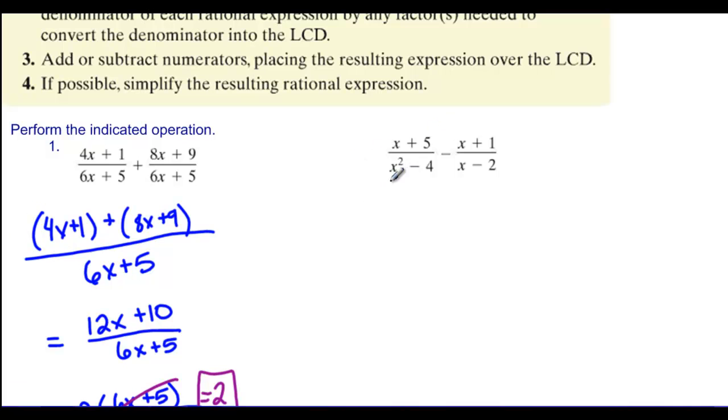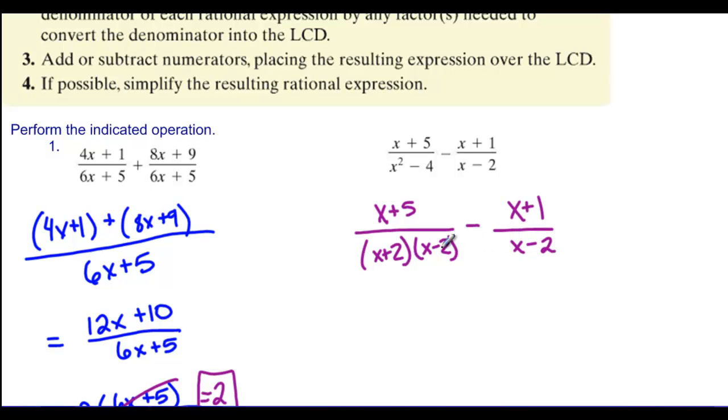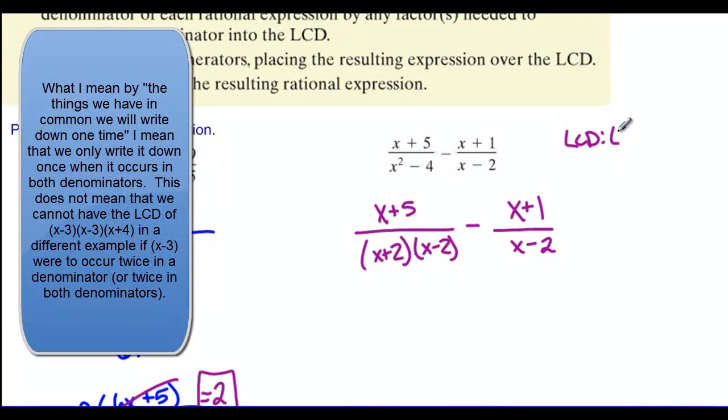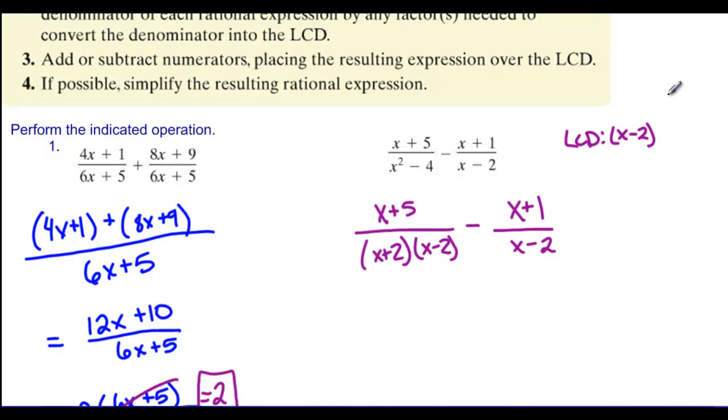So for our second example, we want to factor the denominators so that we can have an easier time finding the least common denominator. So we've got x plus 5 over x plus 2, x minus 2. And that's just factoring this x squared minus 4 into x plus 2 times x minus 2. And then minus x plus 1 over x minus 2. So we have an x minus 2 in both denominators, but we have this x plus 2 over here. So for our LCD, the things we have in common, we're going to write down one time. So x minus 2 we have in common in the denominators, and then also anything else that one or more of the denominators have. So this x plus 2 is also necessary.